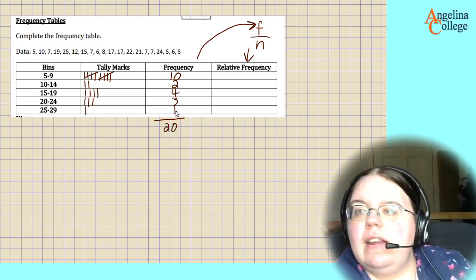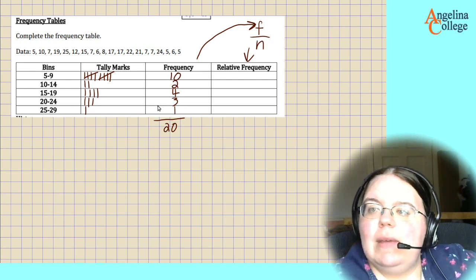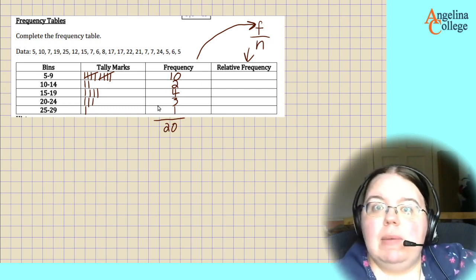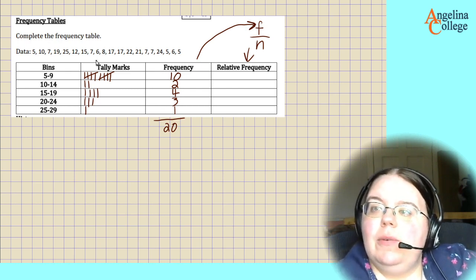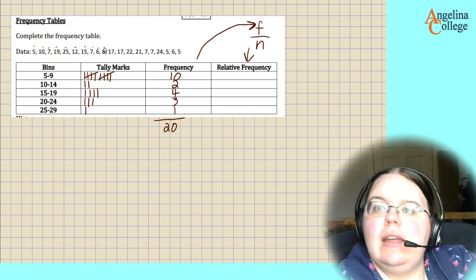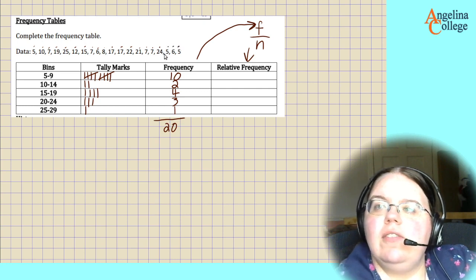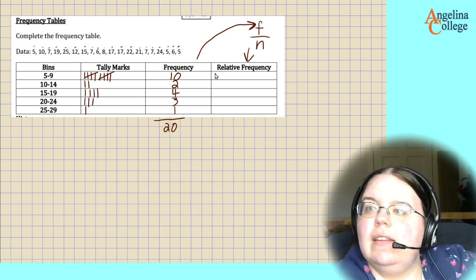Another way we could have done that is we could have said, okay, 1, 2, 3, 4 together is 10. 10 and 10 makes 20. Either way, you could also grab a calculator instead of doing mental math. Now, the other way we can find out the total sample size is to just simply count it up. 1, 2, 3, 4, 5, 6, 7, 8, 9, 10. 1, 2, 3, 4, 5, 6, 7, 8, 9, and 10 again. So that's 20. Okay, so I see we've got 20 things in this data set.